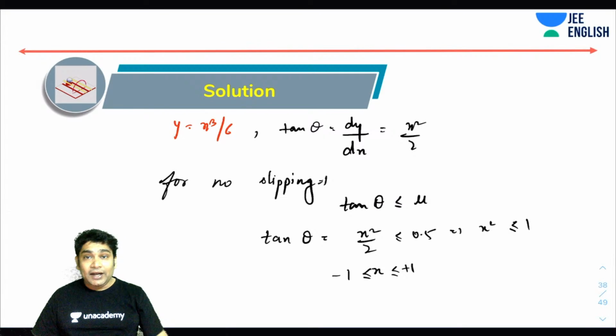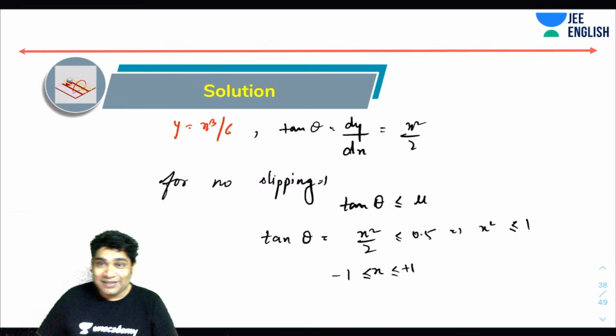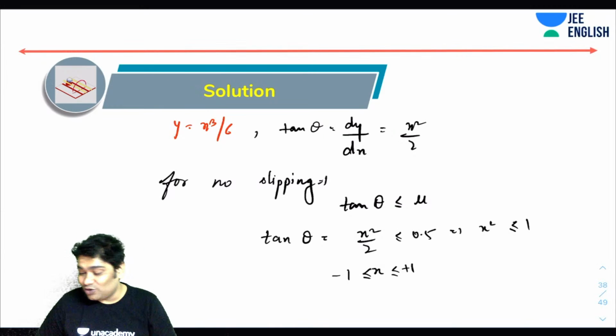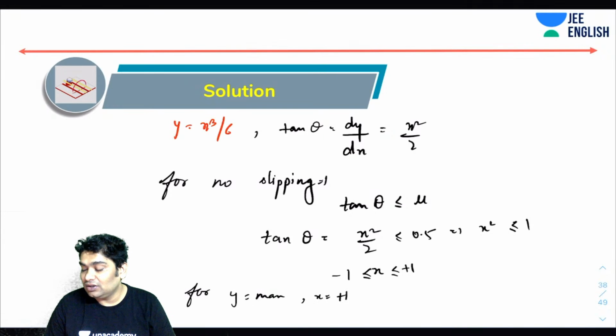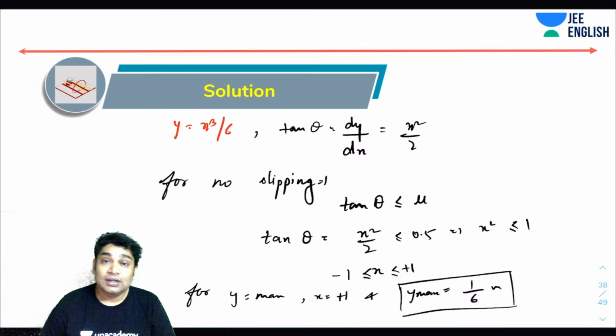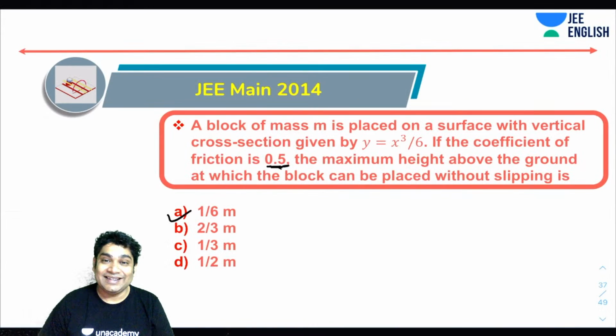So the corresponding value of y, the maximum y, would be at x equals 1. So y max, how much will that be? 1 over 6. That is how you could have found the maximum height to which you could have placed this block to ensure that it does not slip. Option A is the correct answer.